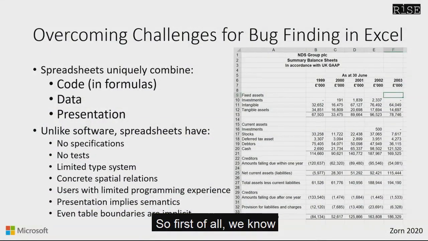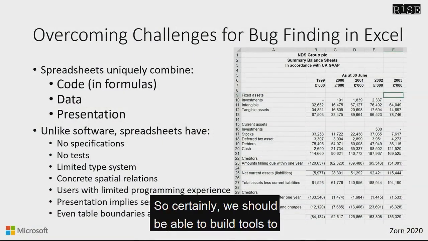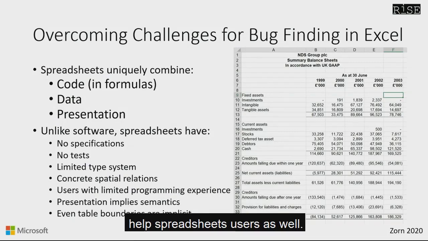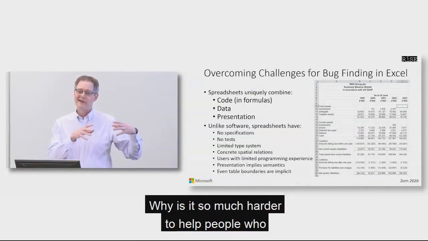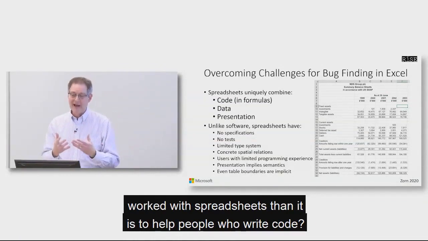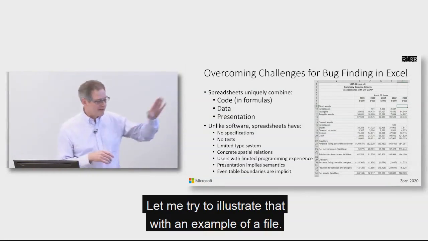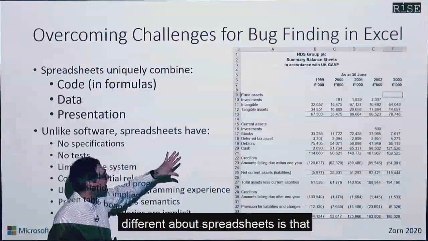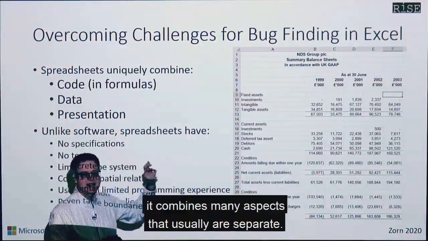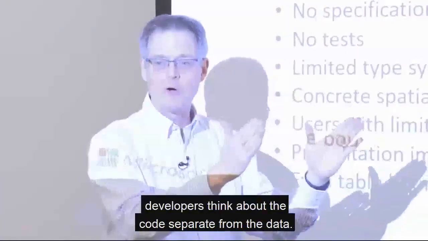So first of all, we know that you can build tools to help software developers. So certainly we should be able to build tools to help spreadsheet users as well. But what are the challenges? Why is it so much harder to help people who work with spreadsheets than it is to help people who write code? Let me try to illustrate that with an example of a file. One of the things that's very different about spreadsheets is that they combine many aspects that usually are separate. As I mentioned with code, often developers think about the code separate from the data.